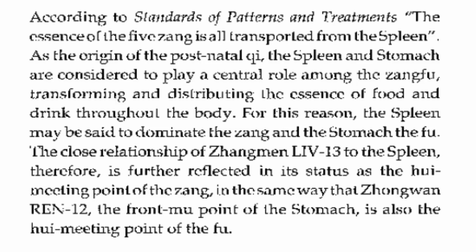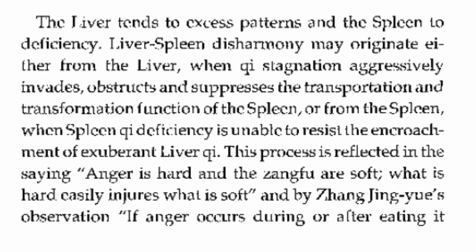The close relationship of Liver 13 to the spleen is therefore further reflected in its status as the Hui meeting point of the Zang, in the same way that Ren 12, the front mu point of the stomach, is also the Hui meeting point of the Fu. The liver tends to excess patterns and the spleen to deficiency. Liver-spleen disharmony may originate either from the liver, when qi stagnation aggressively invades, obstructs, and suppresses transformation and transportation function of the spleen, or from the spleen, when spleen qi deficiency is unable to resist encroachment of exuberant liver qi.